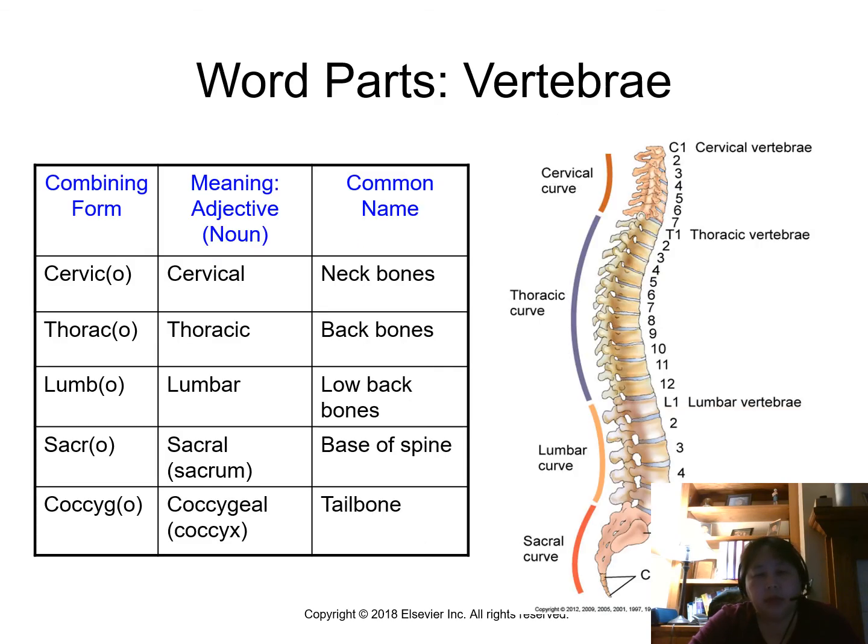Then when you look at the word parts, and we need to learn these word parts, you'll see that cervical is the neck bones, thoraco is the thoracic, that's the chest area, lumbar is your lower back area, sacral is your buttock area, and coccygeal is really your tailbone.